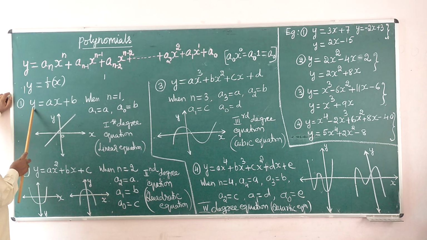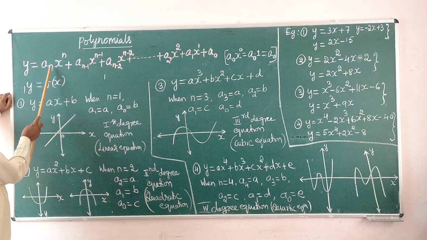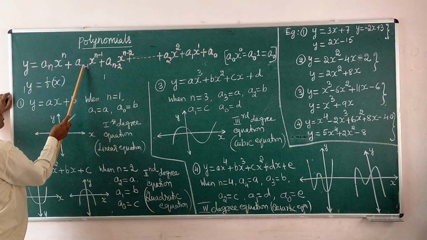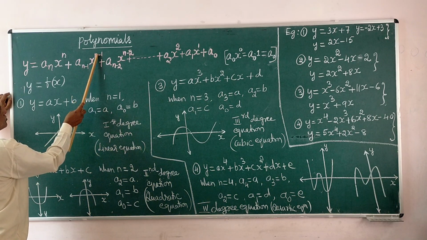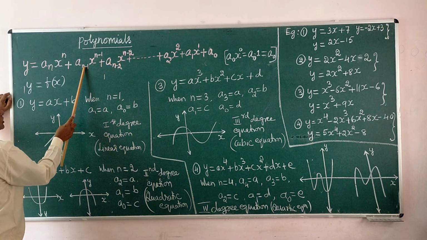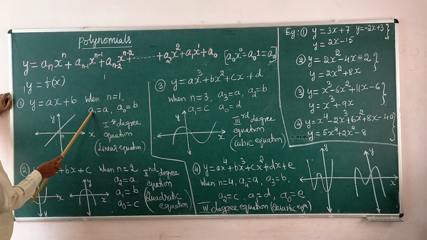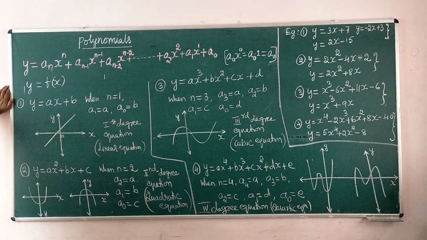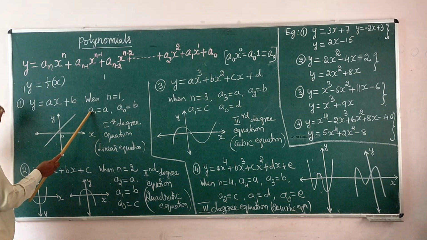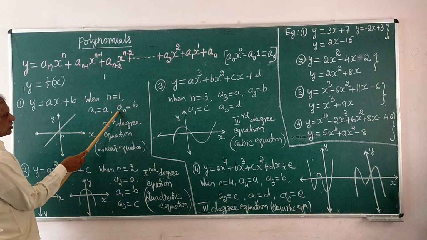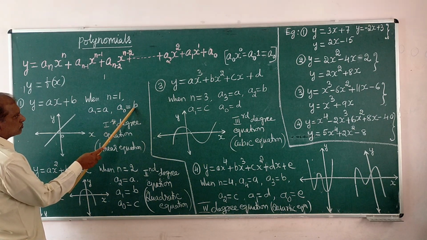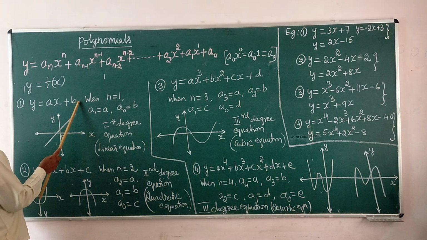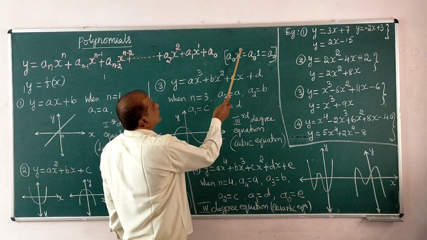So try with this. y equals, when you put n equals 1, it becomes a1 x to the power of 1 plus a0 x to the power of 0. Let us call a1, a coefficient, as a, and a0, a constant, as b. Then the equation becomes ax plus b times x to the power of 0. x to the power of 0 means 1.